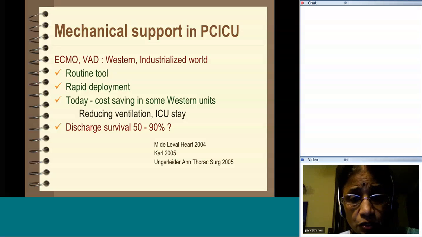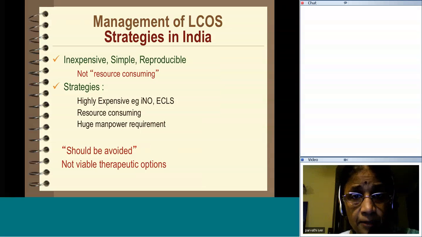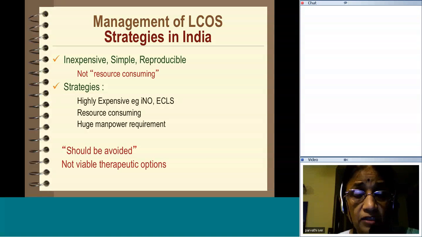Now, our country is a land of 1 billion people. It has a huge burden of congenital heart disease. So the strategies that we deploy in our country for management of low cardiac output state need to be inexpensive, simple, and reproducible. And modalities should not be resource consuming either in terms of technology, money, or manpower. Highly expensive strategies like inhaled nitric oxide and ECLS, which are resource consuming with huge requirements of highly skilled manpower, are really not viable therapeutic options.